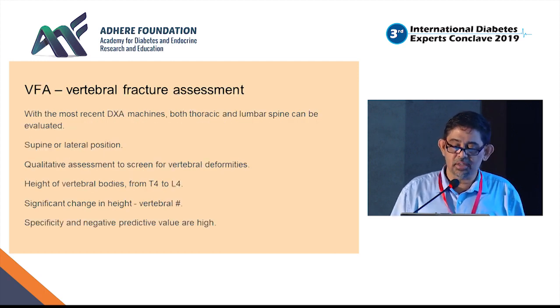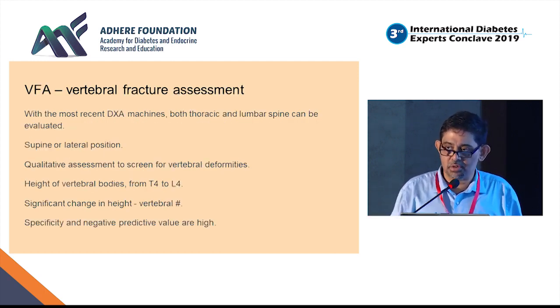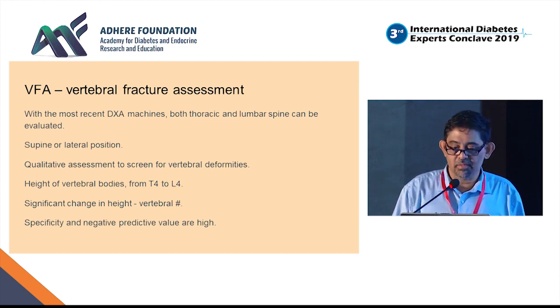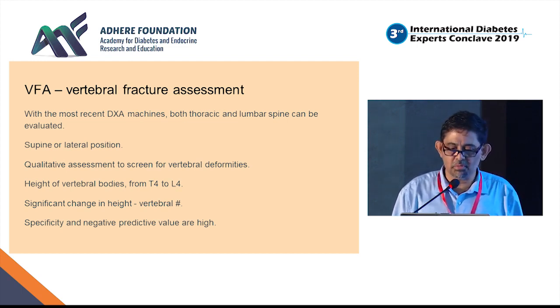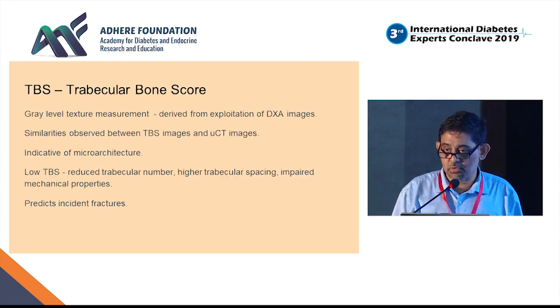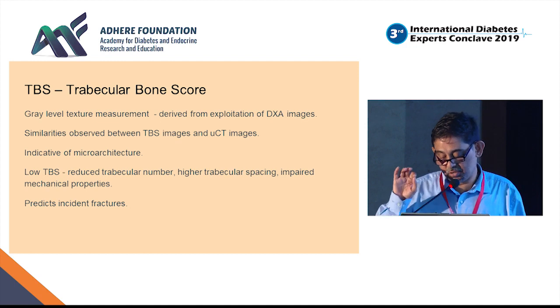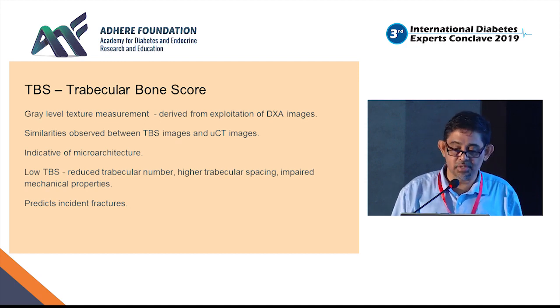Now, these are other uses of a DEXA machine. You can have a vertebral fracture assessment. I'm just going to go through these slides. They are not very important. Trabecular bone score: these things can be done using the same machine with different software.